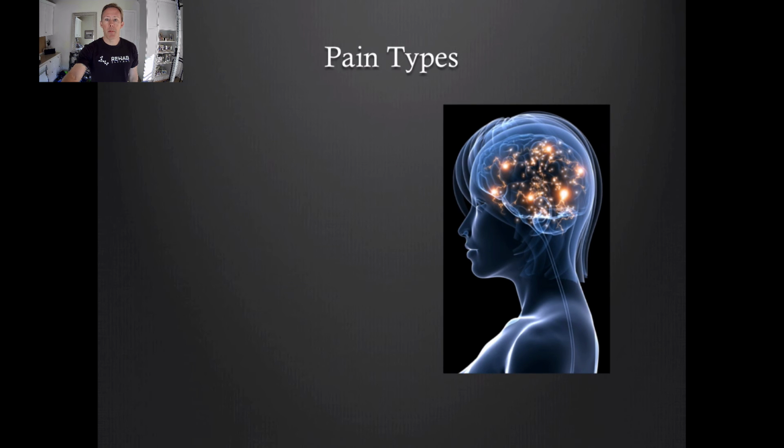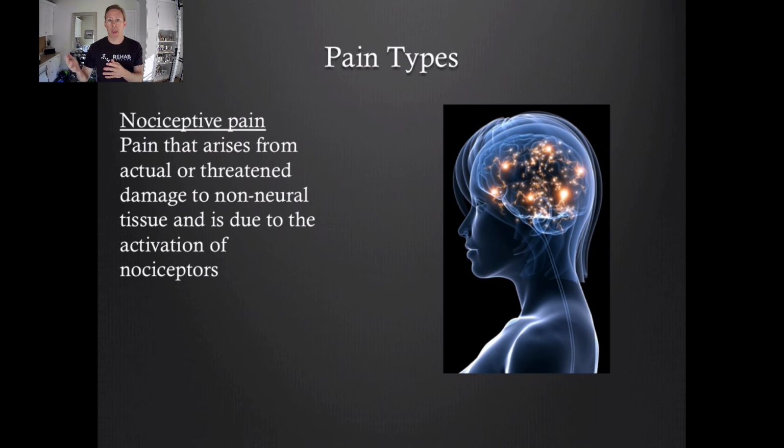And then the third type here is nociceptive pain, and this is the most mechanical one in a way. It's pain that arises from actual or threatened damage to non-neural tissue. So these would be all of our other tissues like skin, muscle, fascia, bone, all those ligaments, tendons. All of these things are going to have nociceptors, which are these danger receptors, and if they are activated and the brain decides it's appropriate to output pain, then that would be more of a nociceptive pain.